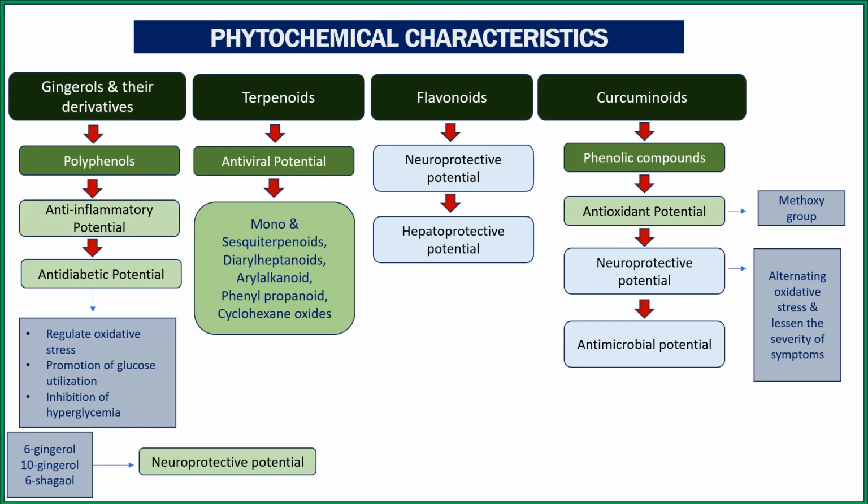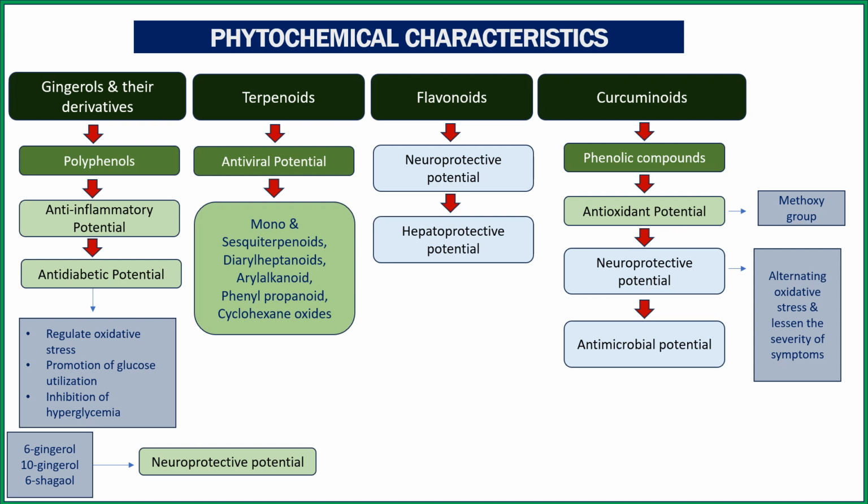So let's talk about the phytochemical compounds that are responsible for the medicinal values of the family Gingiberaceae. There are different classes of phytochemical compounds, and they vary from genus to genus, but here we are speaking about the general ones. So the presence of gingerols and their derivatives. These are a kind of polyphenols responsible for anti-inflammatory agent, anti-diabetic activity, and as neuroprotective agents.